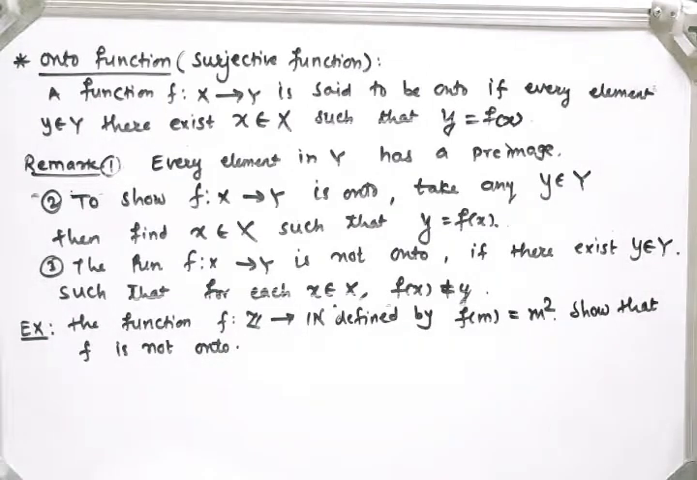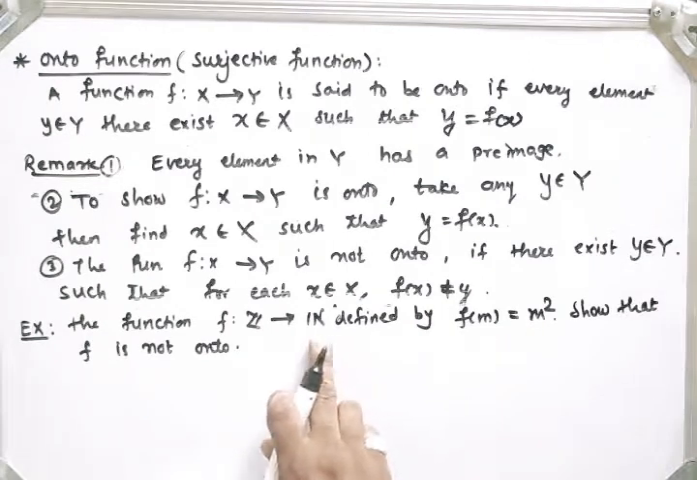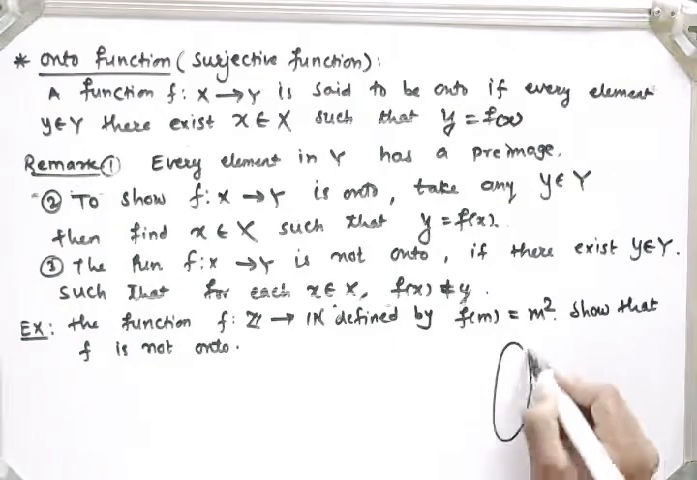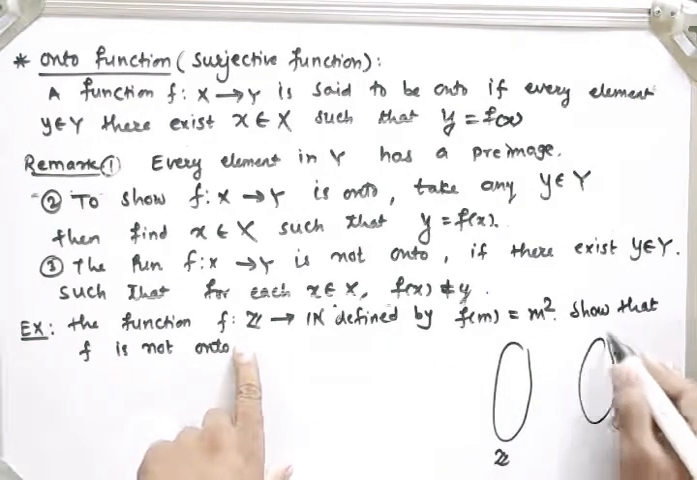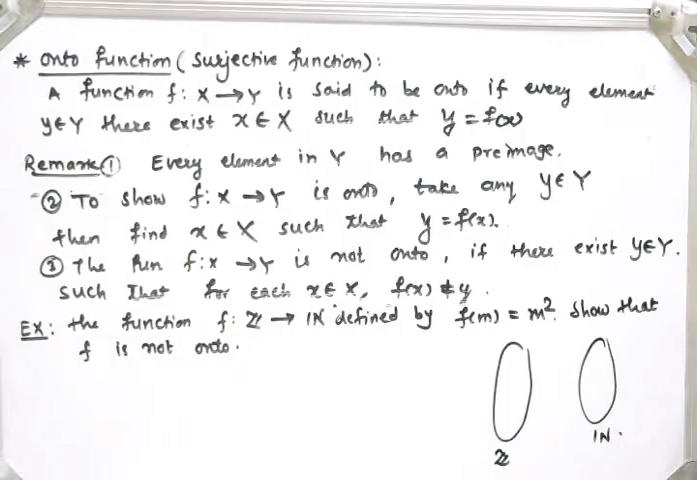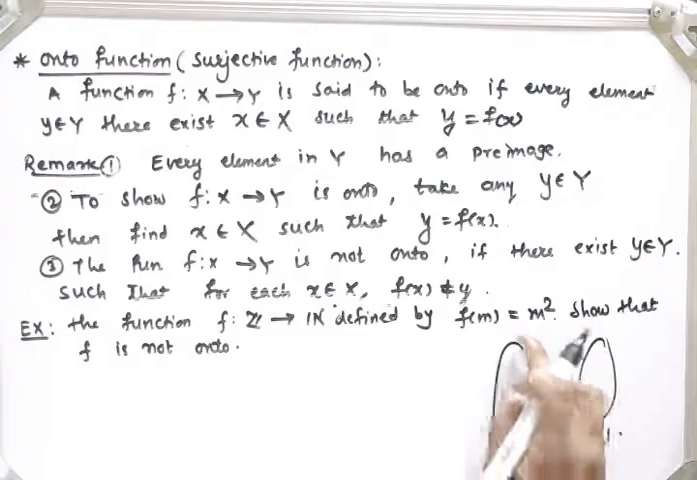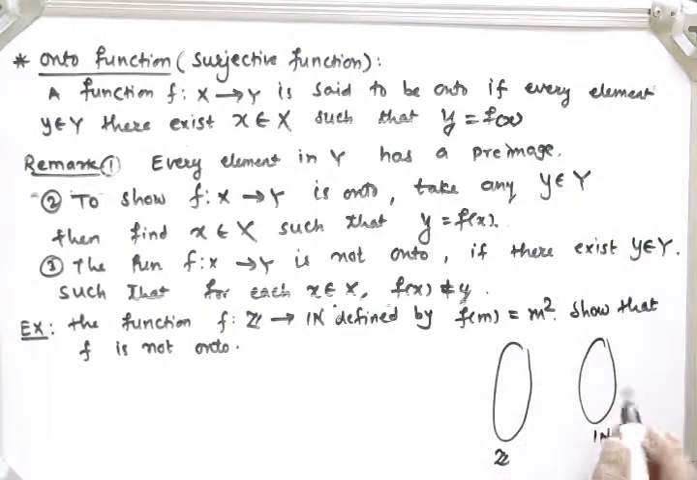So here, what we have given is f of m is equal to m square, and m square is a set of natural numbers. So we have two sets: this is the set of integers and this is the set of natural numbers. So what is the definition of onto function? It means for every element in y there is assigned at least one element in set x. Means for every element in y there exists an element in x.